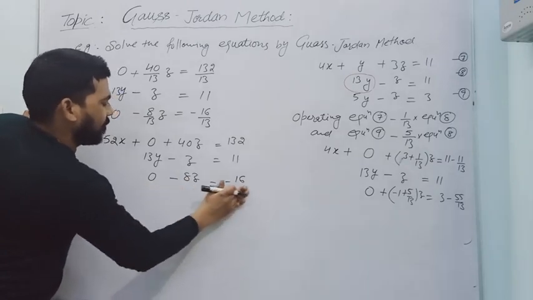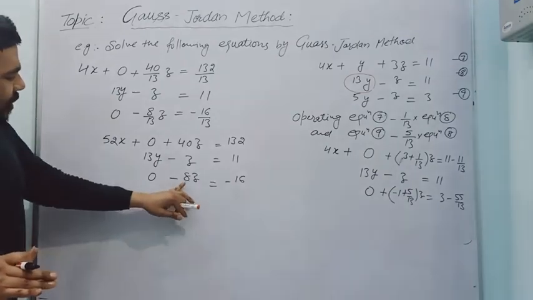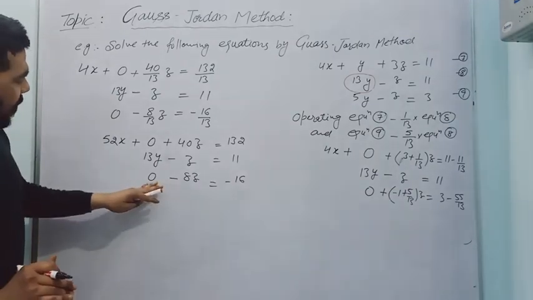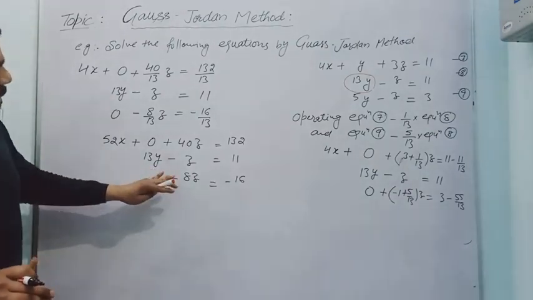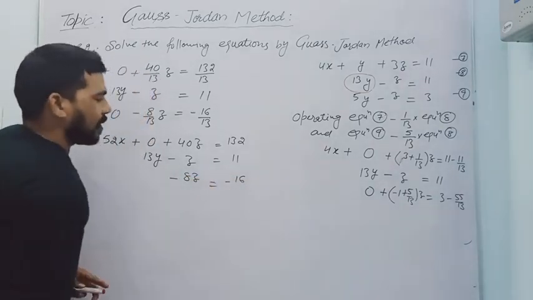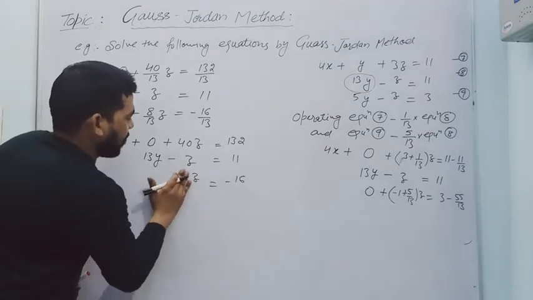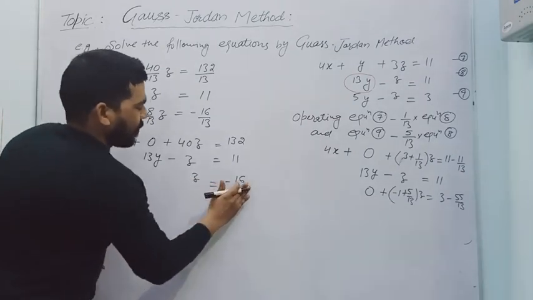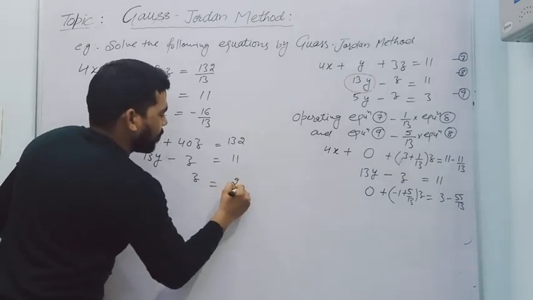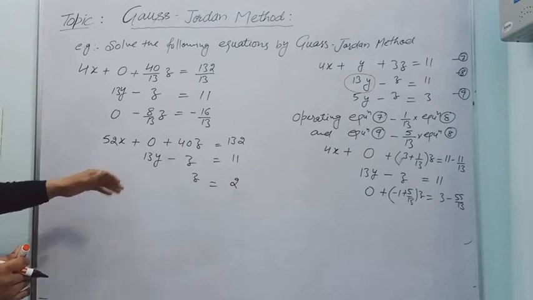No need to write this thing. Okay, now I have these equations. If I rewrite this equation, this is actually minus 8z equal to minus 16. So divide the whole equation by minus 8. When divided by minus 8, that will be z, and when divided by minus 8, that will be 2. Okay, so this equation I have.